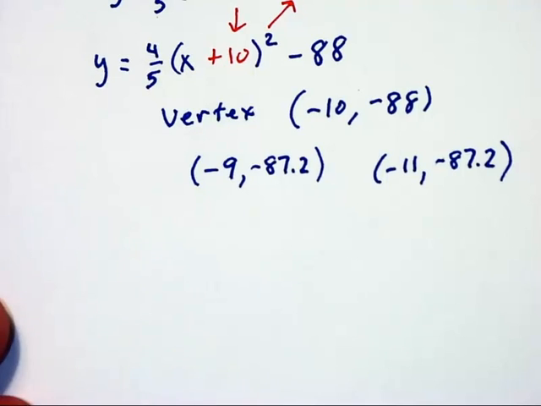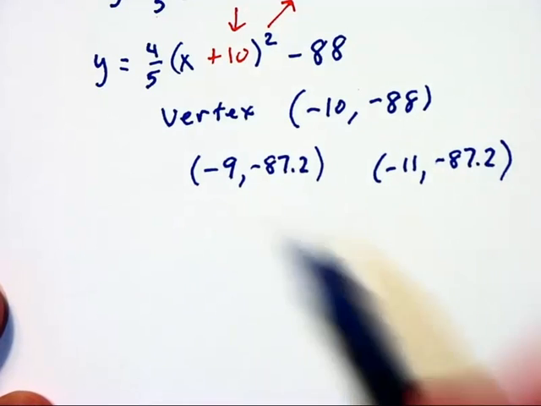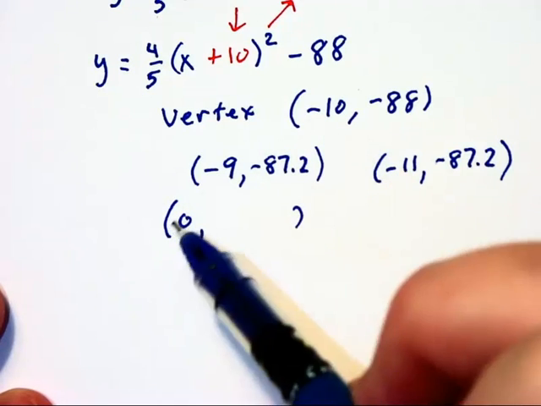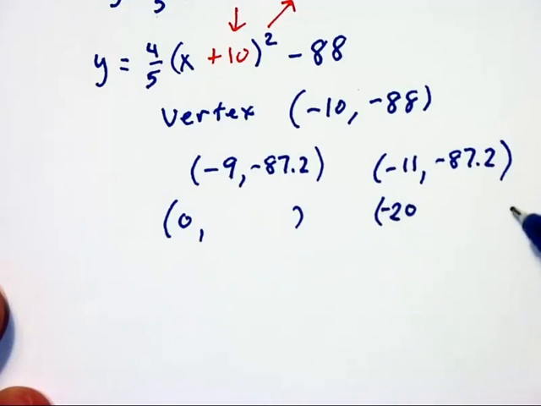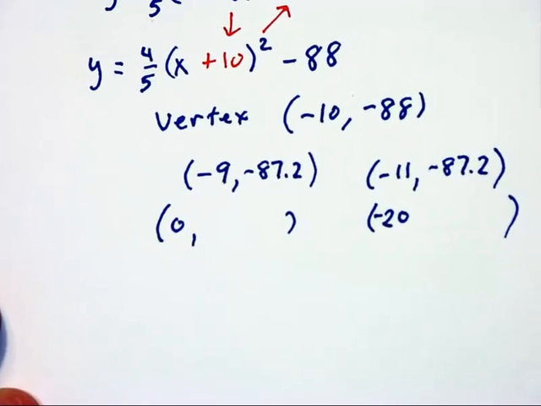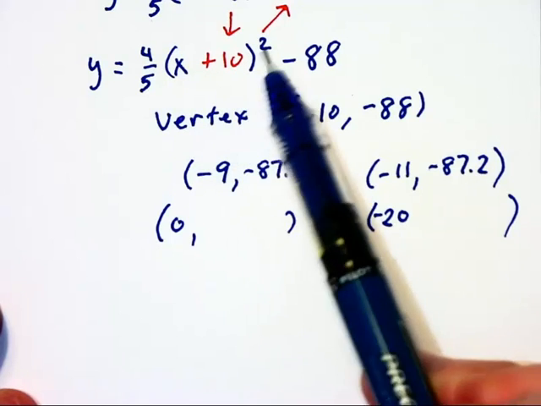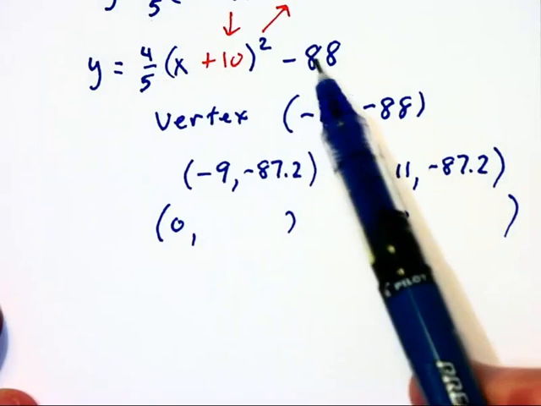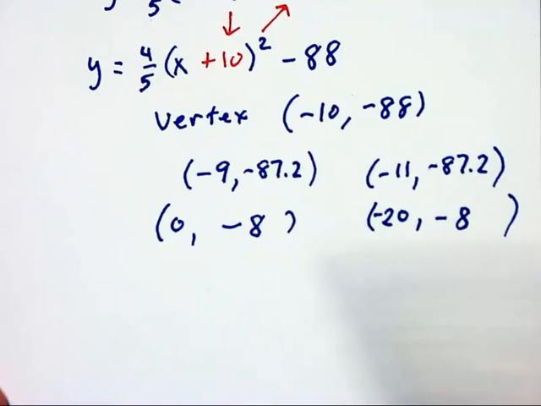Now I need another point to substitute in, and I really don't want to go super far to the left and right. I'd rather substitute in a value like 0. Notice how that is 10 units to one side. I'm going to have a 20, 10 units, -20, 10 units on the other side to compensate. Now let's substitute 0 in. 0 plus 10 is 10, squares to 100, times 4/5 gives me 80, minus that 88 gives me -8. And sometimes it's easier just to use convenient values to find these additional points.